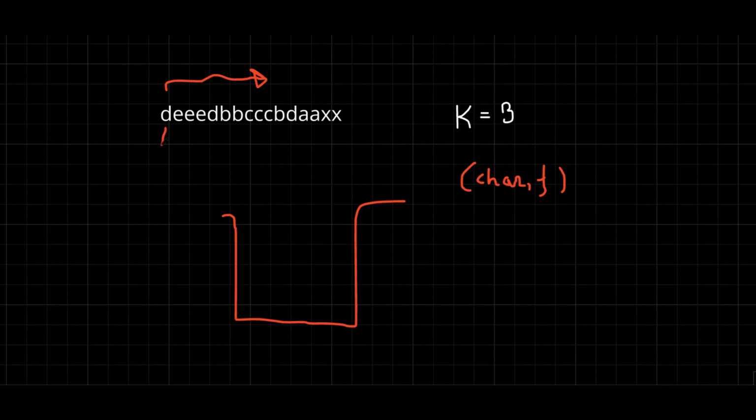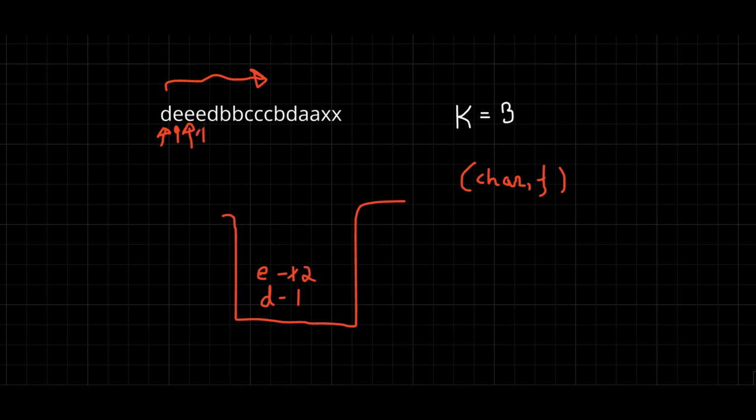Now, suppose we are at this element D. So D will be stored as D1. Now, the next element is E. So here E1 is stored. Now, for this second E, we will check whether the top element of the stack is E or not. Yes, it is E. That means we have 2 consecutive E till now. So we have to update the second value of the top element of the stack.